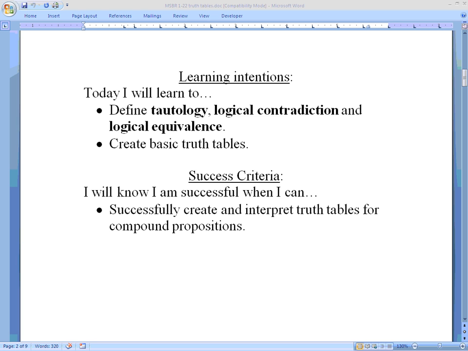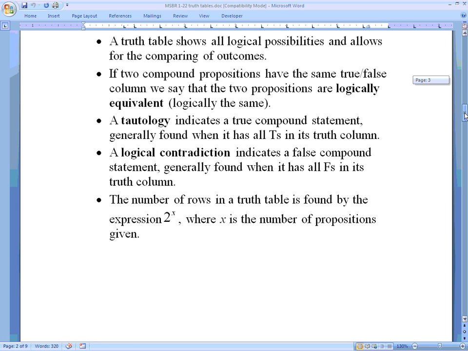Today we're continuing our unit on symbolic logic, and we're moving forward from what we've seen with regards to basically just terms, notations, and symbols, and now we're going to start doing something a little bit more meaningful with all of those. So today we're going to define what a tautology is, a logical contradiction, and logical equivalence. And then more importantly, we're going to create some basic truth tables. So our goal is to be able to interpret these truth tables for compound propositions.